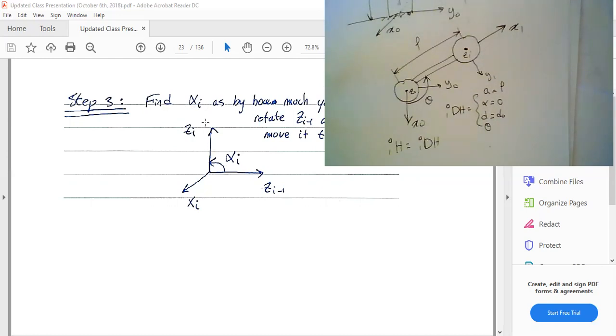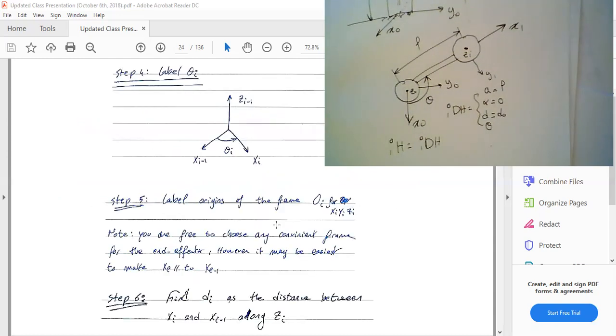There's one thing you want to make sure of here: alpha is by how much you want to rotate z0 about the new x-axis, not the old x-axis. This is the only difference here. So you rotate about xi, not xi minus 1. You want to see the new xi vector, which you've already drawn, and see by how much you want to rotate the older z-axis to bring it into the current z-axis. The second step is the easy step. What is theta? Theta is by how much you are rotating x0 about z0 to bring it into x1.